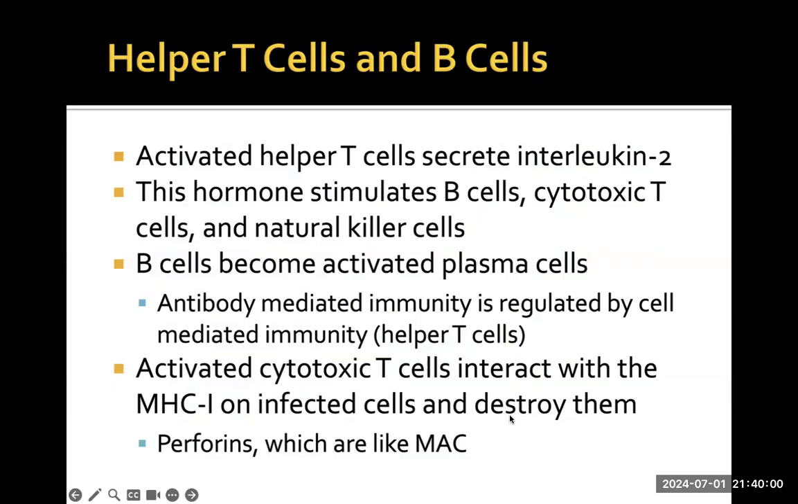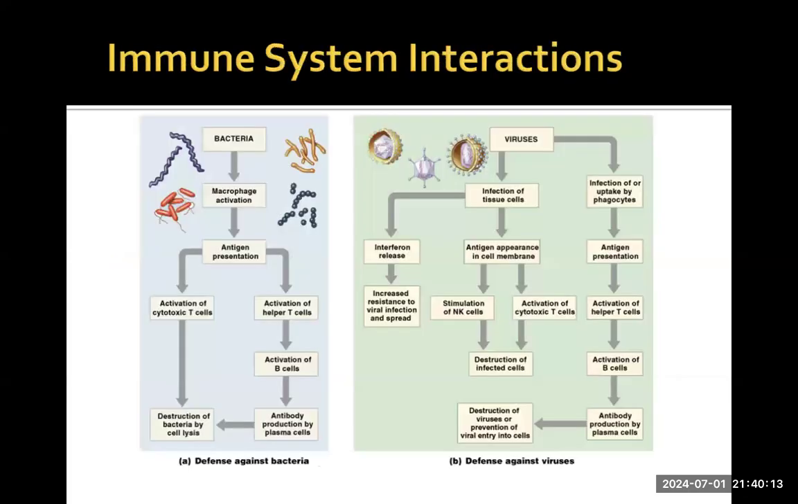How they destroy it is they create these perforins. A perforin is literally like a perforation, which is a hole in the cell membrane, and it acts kind of like a MAC, where you're opening up a hole for water to rush in, the cell to swell, and then eventually lyse.